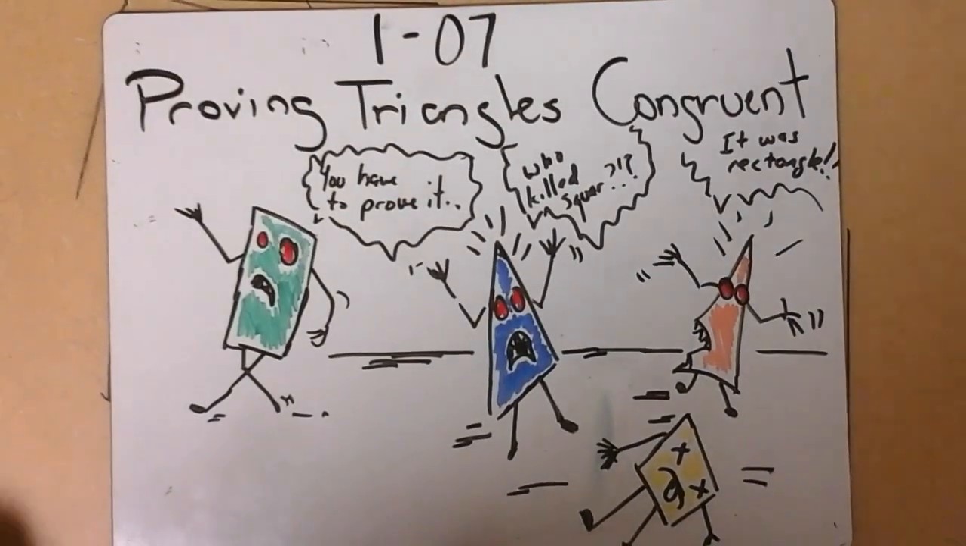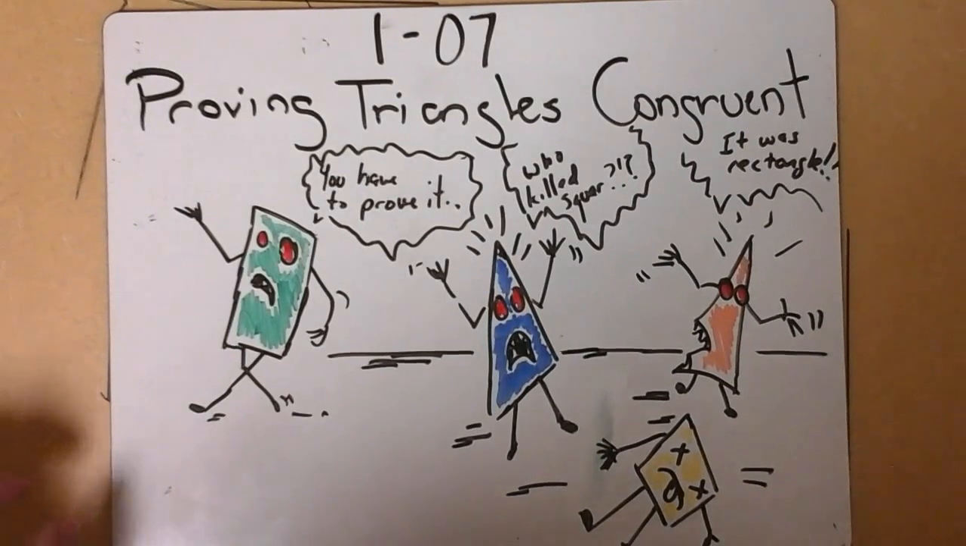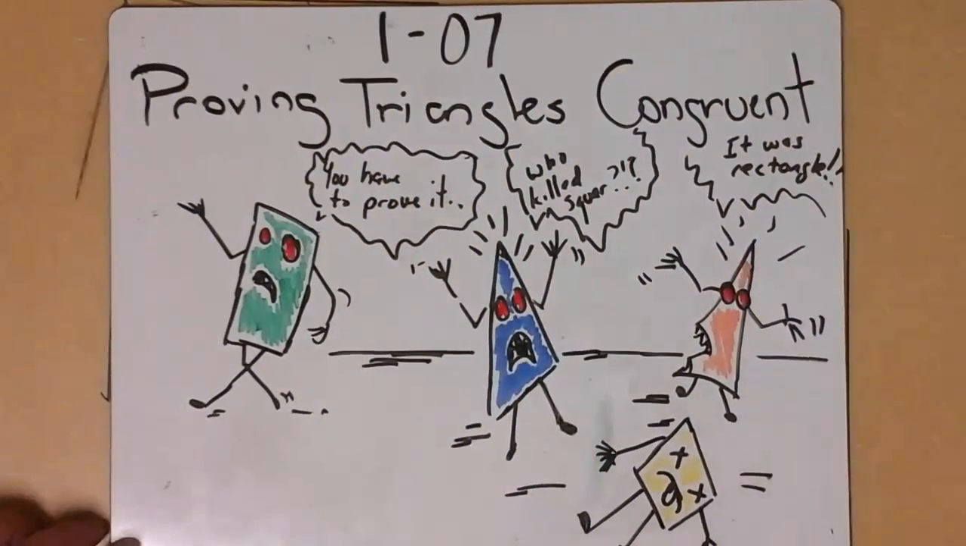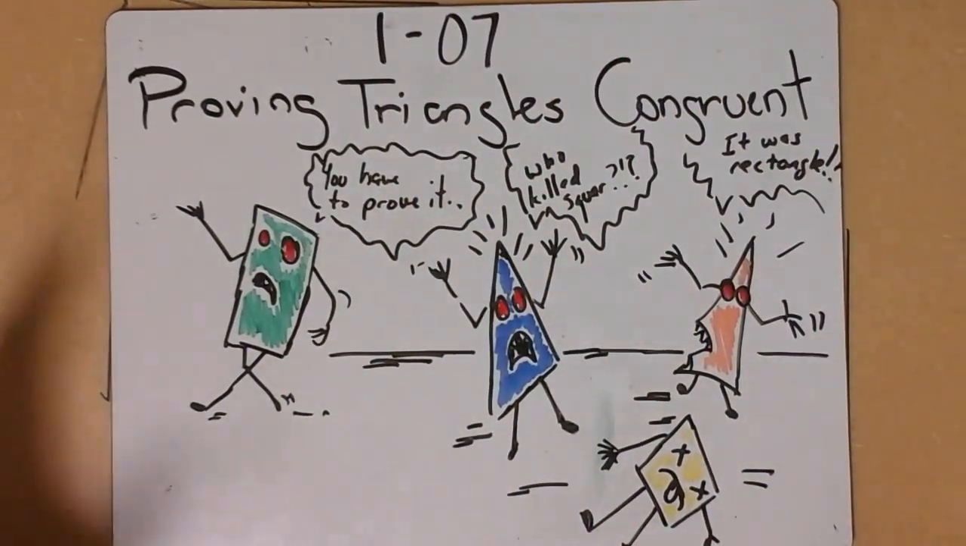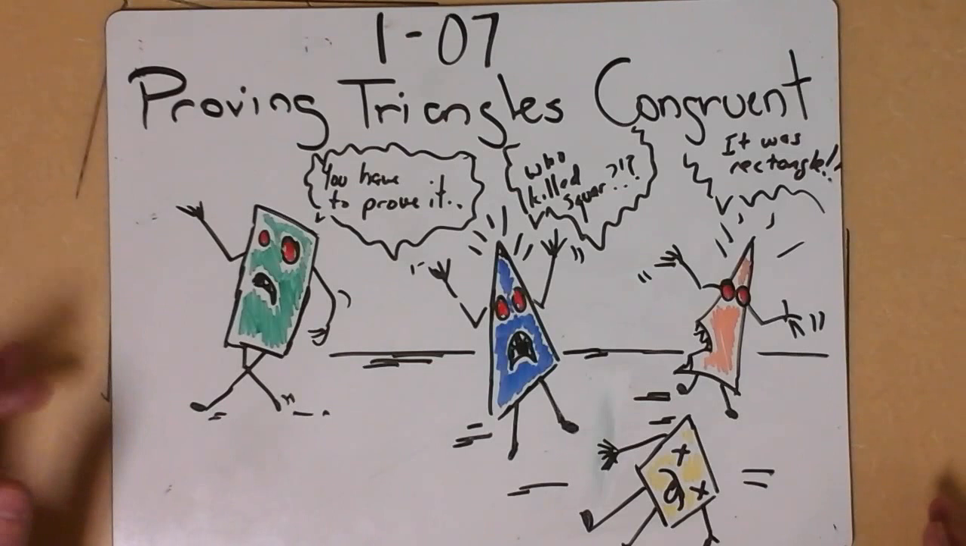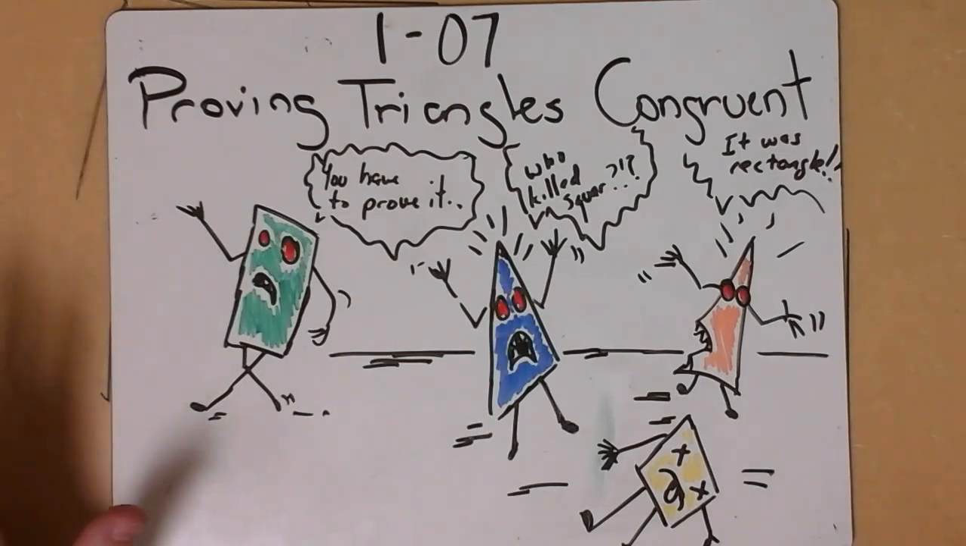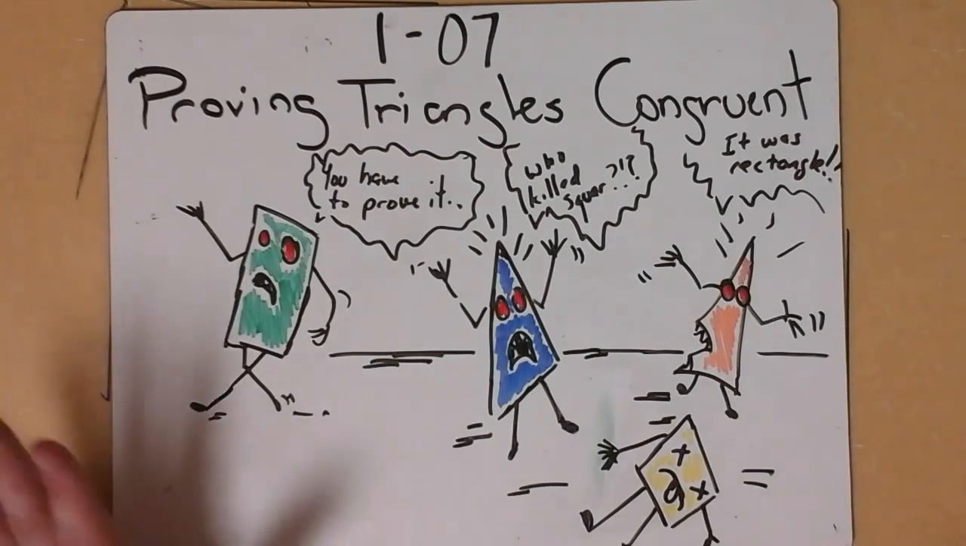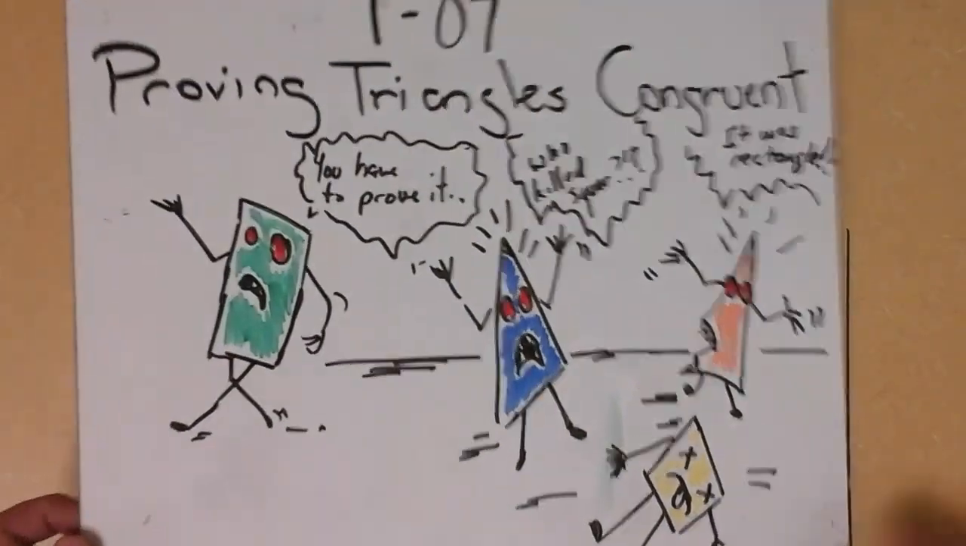Hey guys, okay, we're going to do the video for 1-7, proving triangles congruent. So what we're doing here is we're actually going to go into the standard of formal geometric proofs. And we're going to build on the stuff that we've been doing from 1-1 all the way to now. So let's take a look at a couple things.